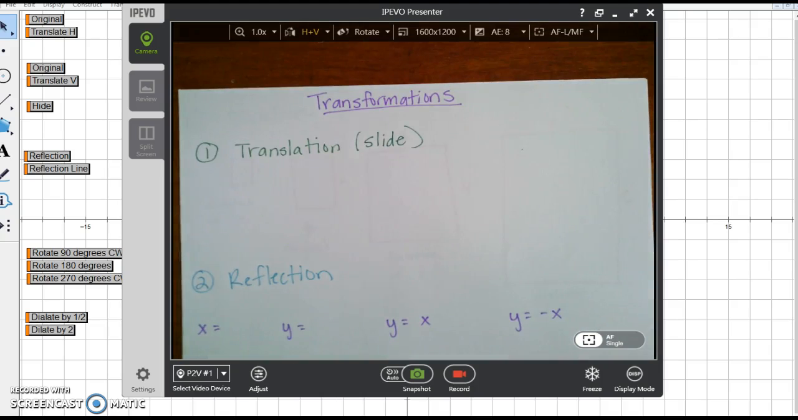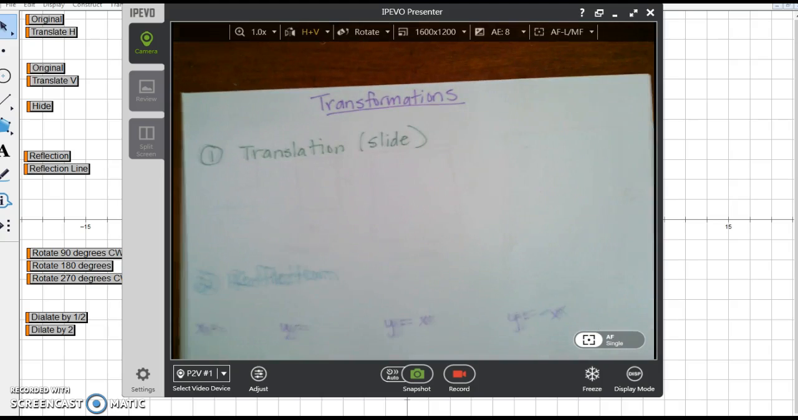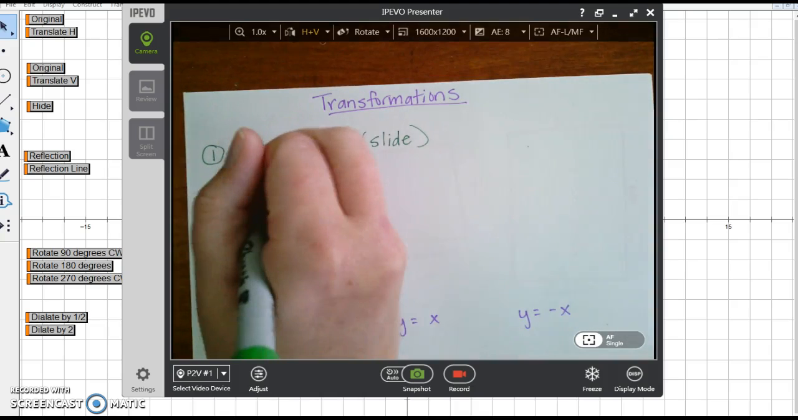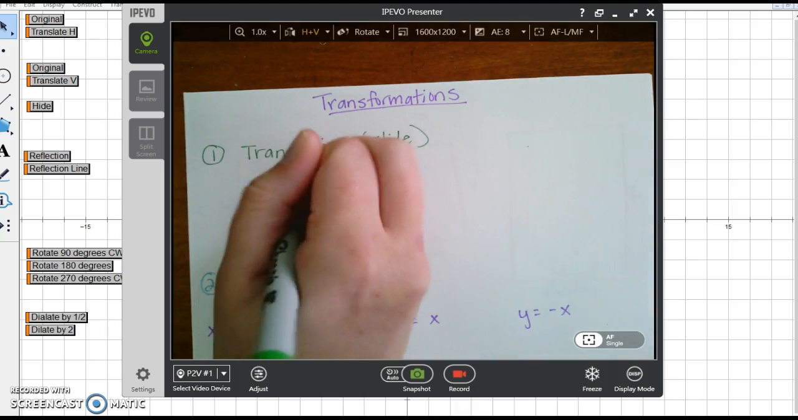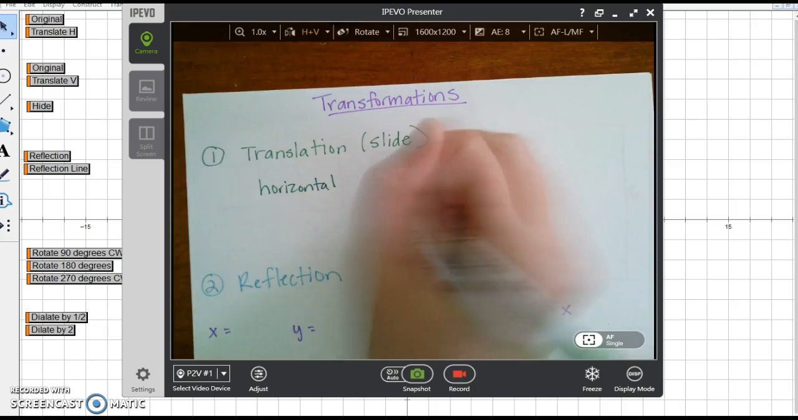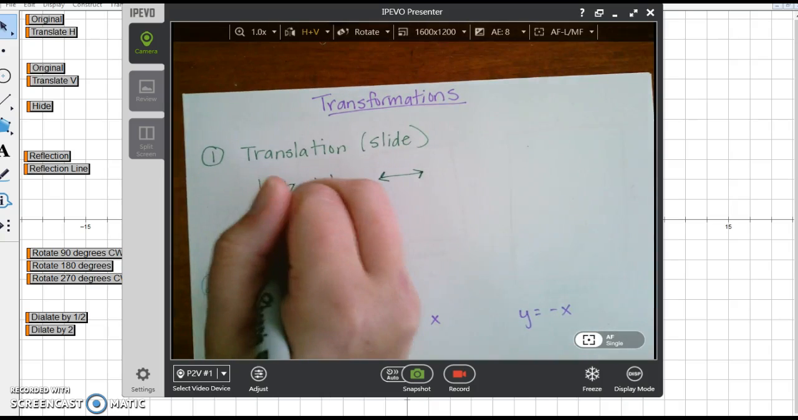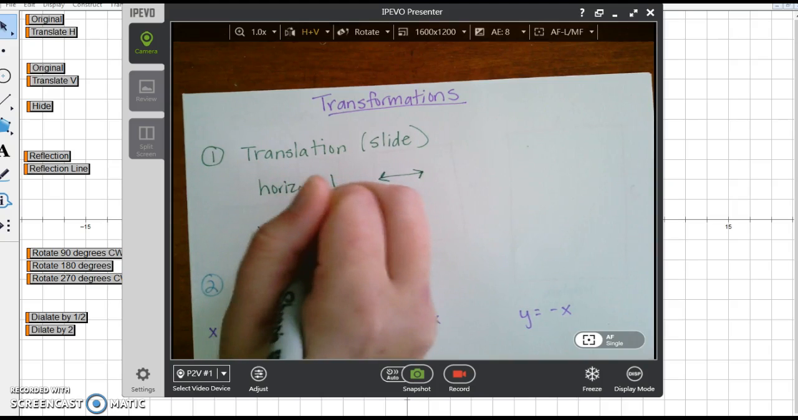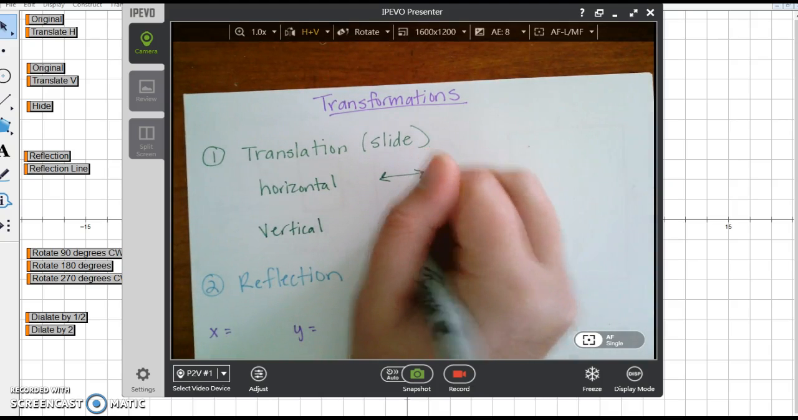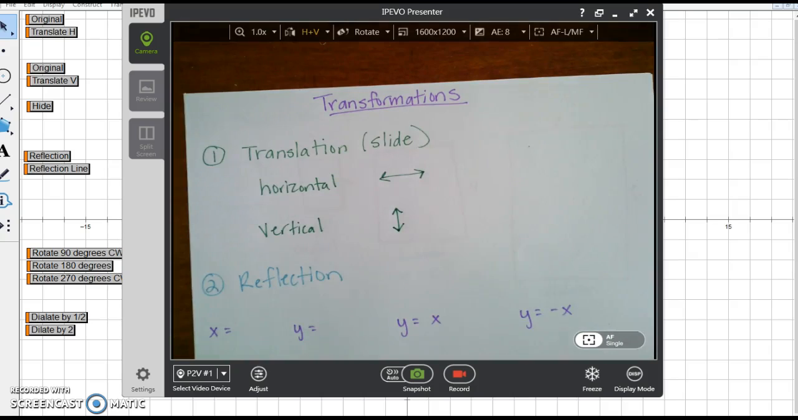So translations go side to side, up and down. So translations, we have horizontal ones. And so horizontal slides go left and right. And then we have vertical, which goes up and down. All of our translations will go in one of these four directions.